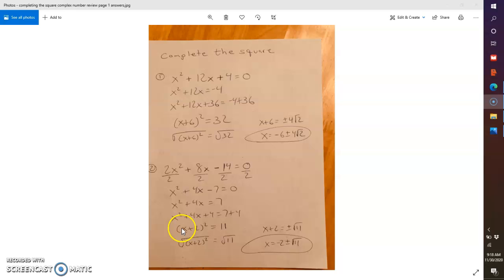We factor, and that becomes a binomial squared of x plus 2 squared equals the 7 plus 4 is 11. Square root of both sides, and we're left with x plus 2 equals plus or minus root 11. We can't simplify root 11, so we just leave it, and we get negative 2 plus or minus root 11.